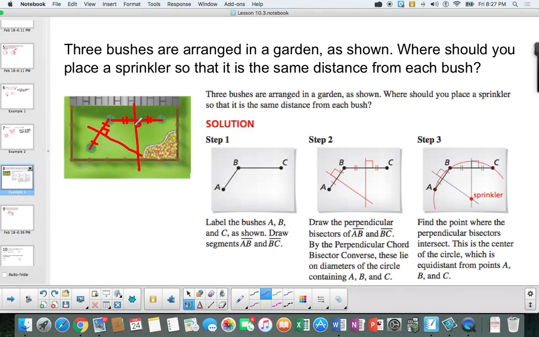And somewhere along here is going to be the center because it represents a diameter. So where these 2 diameters meet is going to be the place where you want to set the sprinkler.